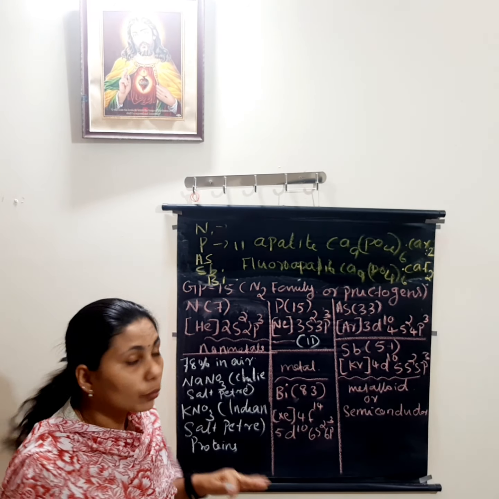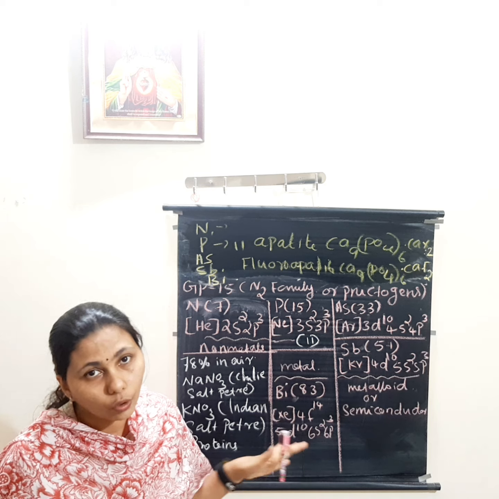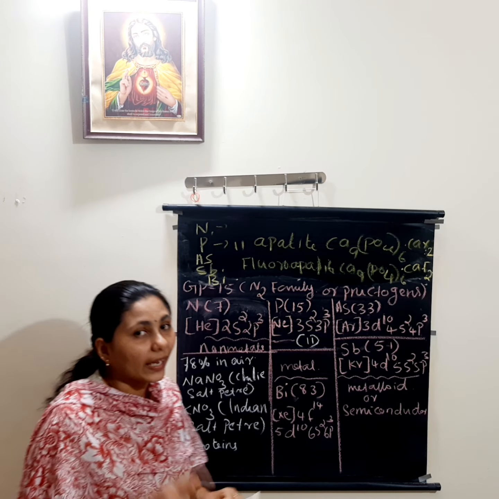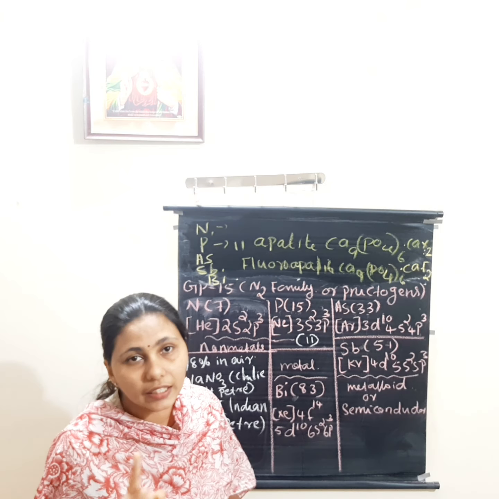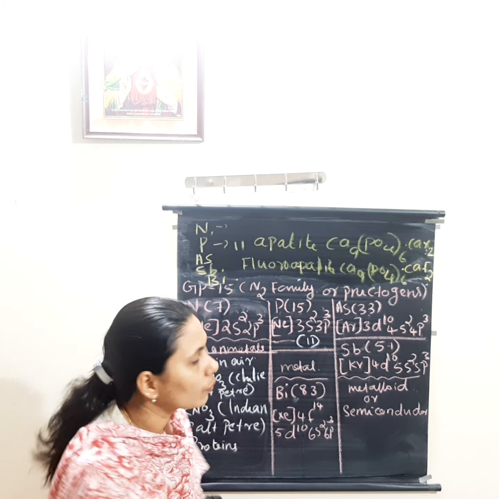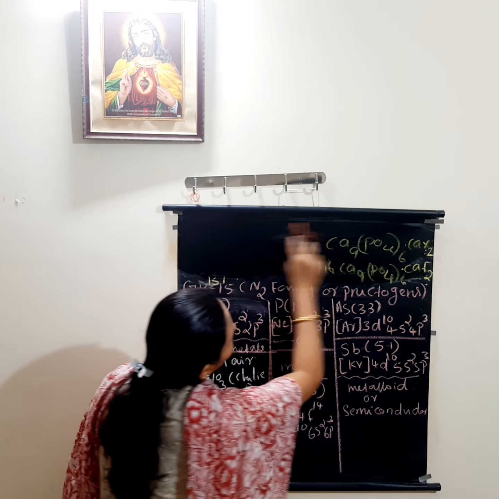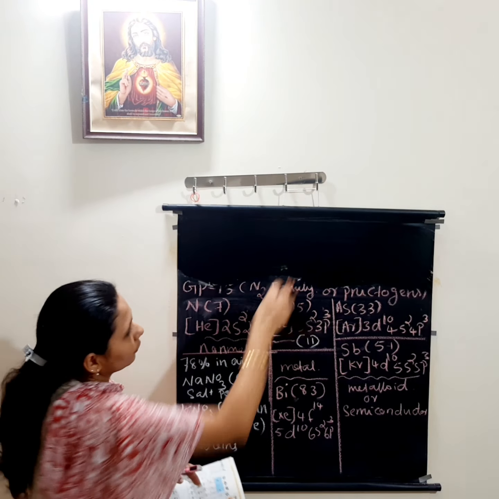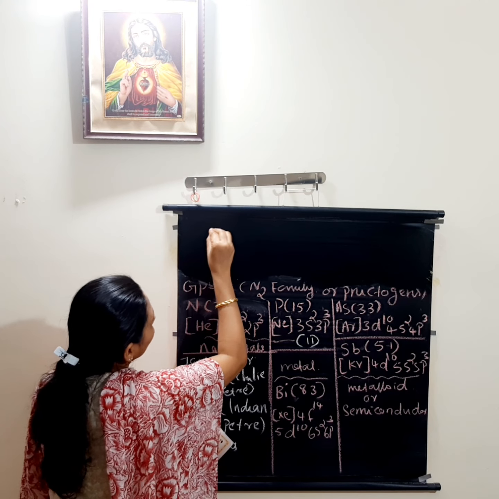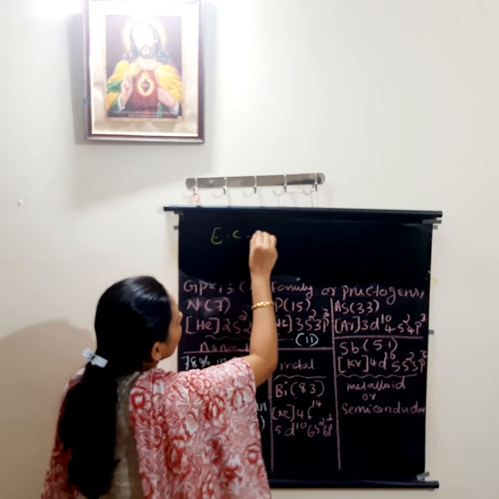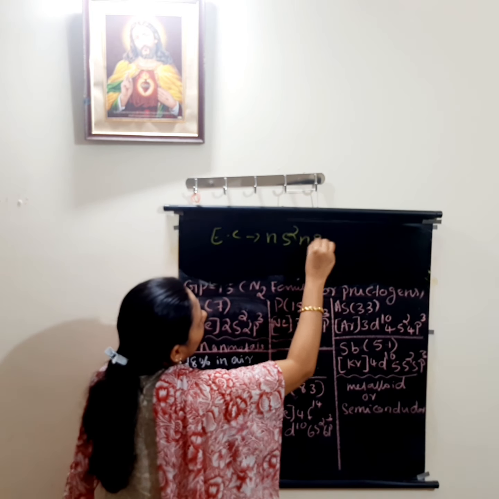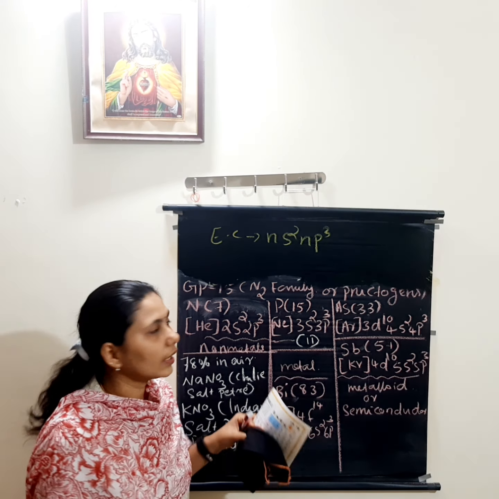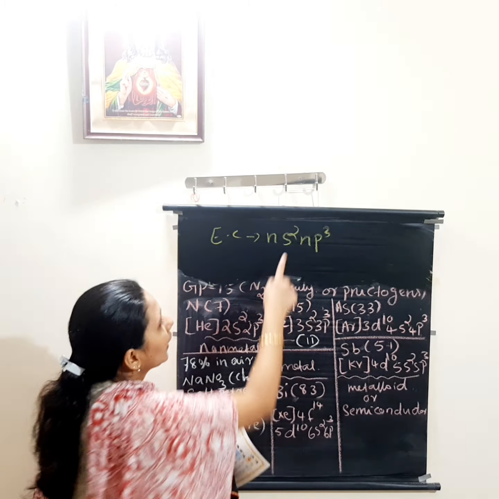Okay, next we are moving to the electronic configuration of these family members. What is the electronic configuration of the nitrogen family? We know ns2 np1 to 6 is the general electronic configuration for the p-block elements. So the nitrogen family has the general outer electronic configuration ns2 np3.